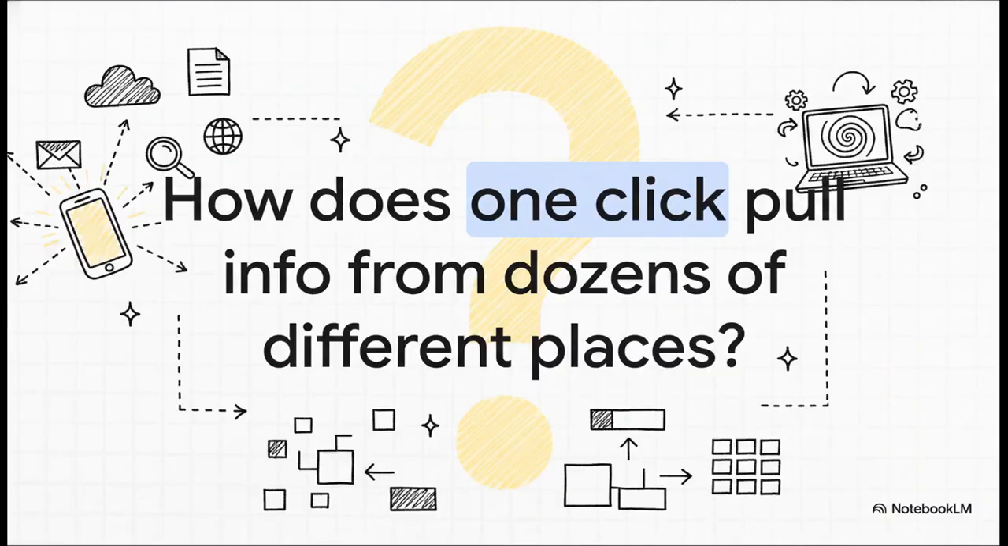I mean, seriously, have you ever stopped to wonder how that happens? You click one button, and suddenly information from like a dozen different places just appears on your screen. It feels like a magic trick, right? But it's not. It's actually some seriously clever engineering.